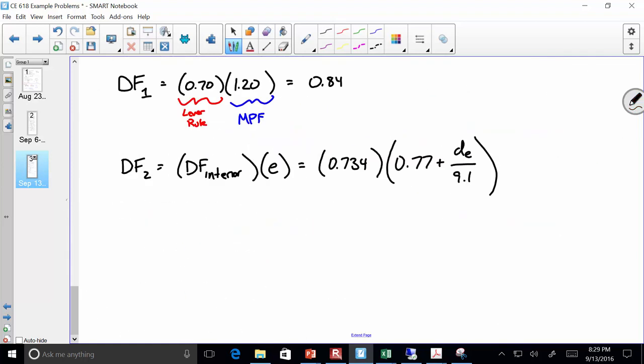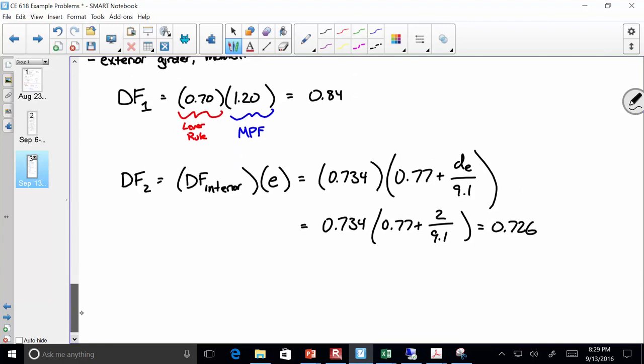So down here, this comes out to be 0.726. Okay, so let me write it out so that we have it: 0.734 times 0.77 plus 2 over 9.1, which is 0.726. All right, so far so good? Okay, so that's the moment.